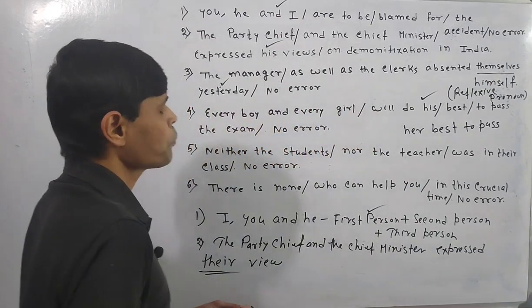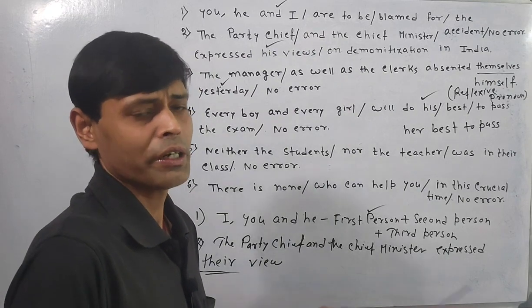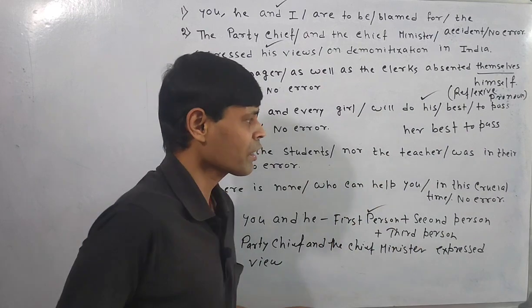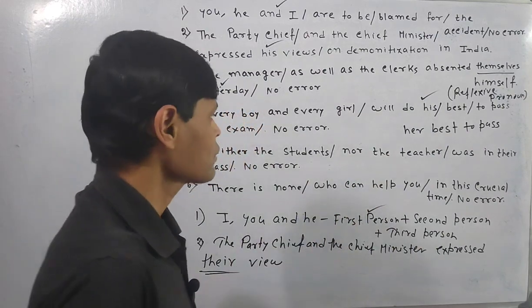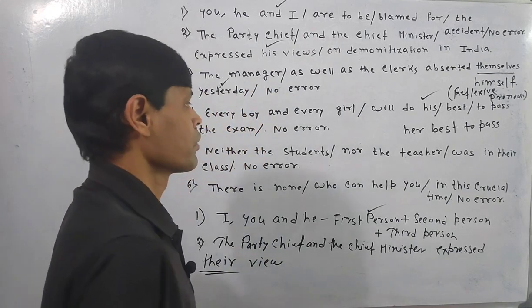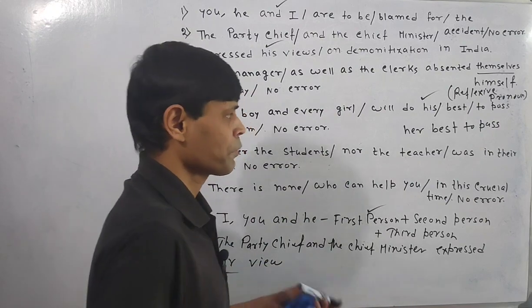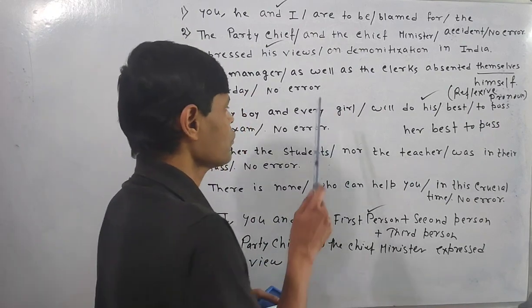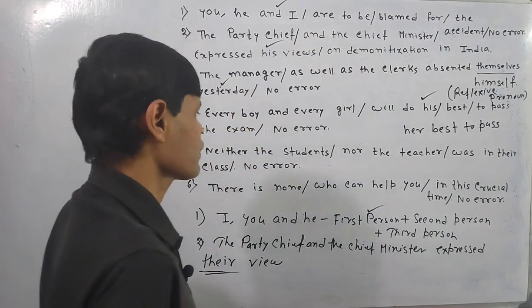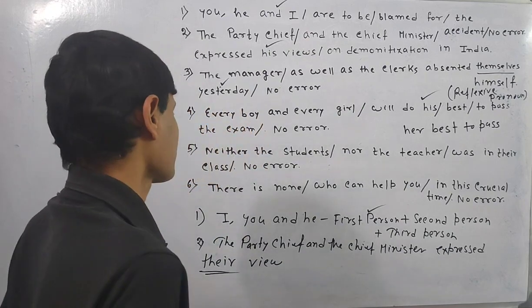So whenever every and each and every is there, particularly joined by the linker and, in that case instead of his, her will be here because the second one is related to the girl. Whatever will be given, the second one will be the subject in that case. Now if I just go for the next question, neither the students nor the teacher was in their class.